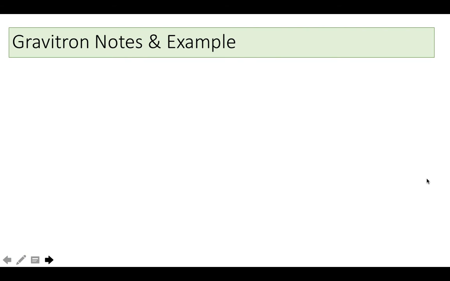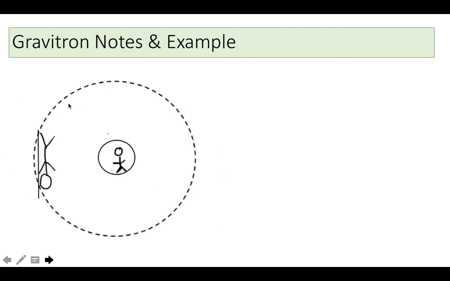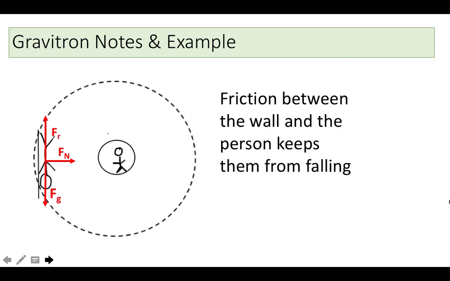Okay, so here's an example. This is just a picture of how we might draw the free body diagram. So here's someone on the side. Here's the operator in the center. The forces acting on the person on the side are the force due to gravity down, the normal force from the wall pushing the person towards the center, and then the force of friction. The force of friction between the wall and the person is what is keeping them from falling. And the normal force is considered the centripetal force, keeping the person moving in a circle.